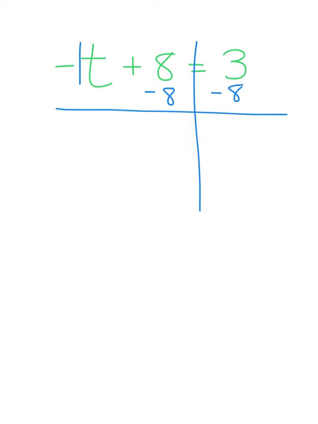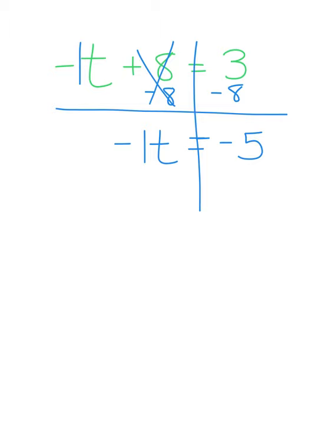Whatever we do to one side, we do to the other. My 8's cancel on the left. I have a negative 1t on the left. Bring it straight down. And I have a 3 minus 8, which is a negative 5. And I hope you are working straight down on your paper, lining things up. What I get written down in notes, you need to have written down, please.